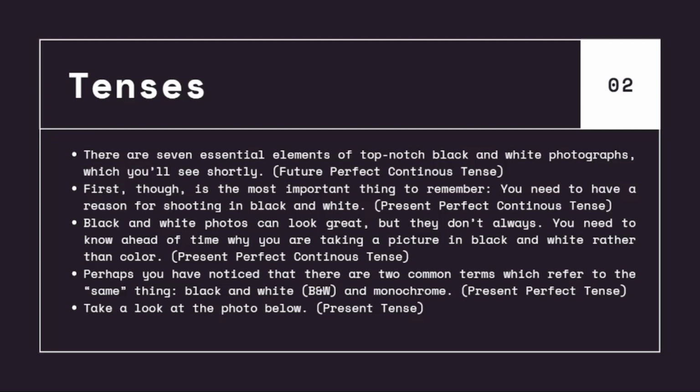8. Present perfect continuous tense. Black and white photos can look great, but they don't always. You need to know ahead of time why you are taking pictures in black and white rather than color. 9. Present perfect tense. Perhaps you have noticed that there are 2 common terms which refer to the same thing, black and white and monochrome. 10. Present tense. Take a look at the photo below.